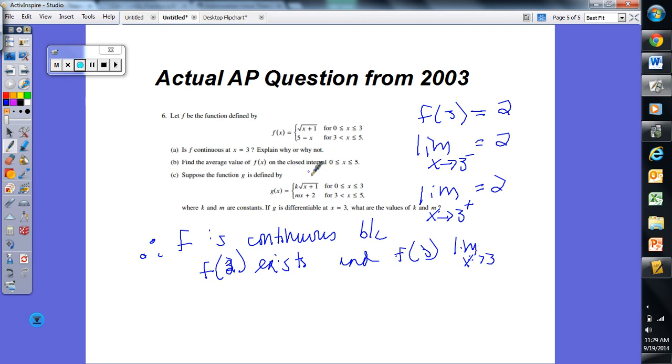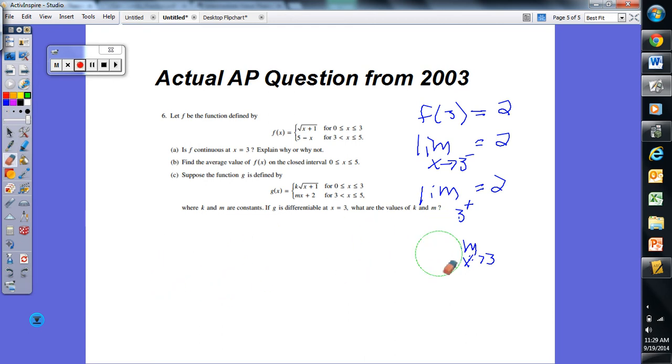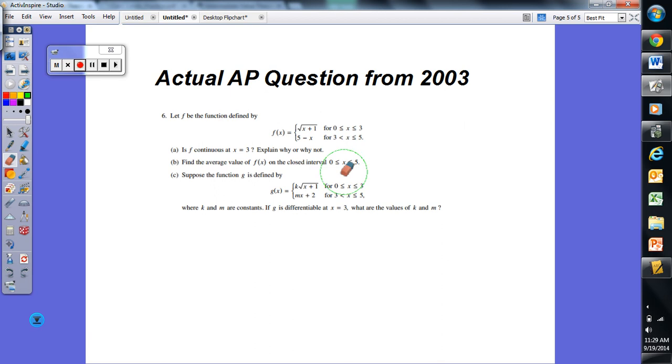Find the average value of f of x on the closed interval from 0 to 5. So that's where we would find the slope. Remember, average value means slope. So we would do f of 5 minus f of 0 all over 5.